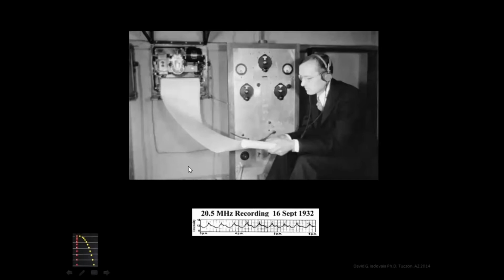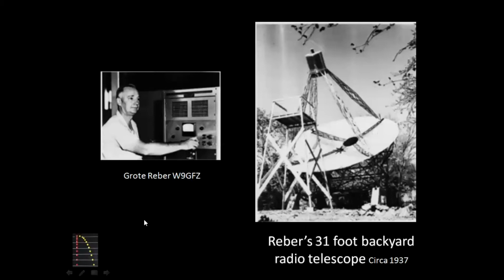He had a series of receivers for 20.5 megahertz, and this was what a typical recording looked like. And I want you to notice the size of this piece of equipment, and keep that in mind as we move along. Grote Reber, a ham radio operator, built a backyard radio telescope, 31 feet in diameter. So if you thought some of the optical systems that you build in your backyard were large, this one takes the cake.